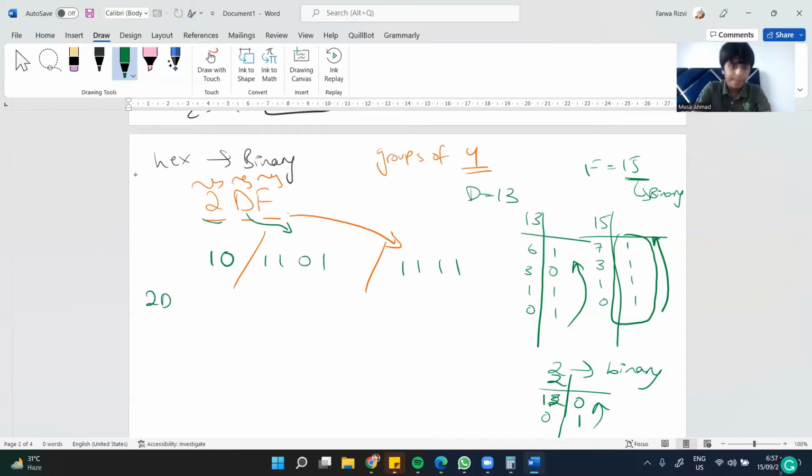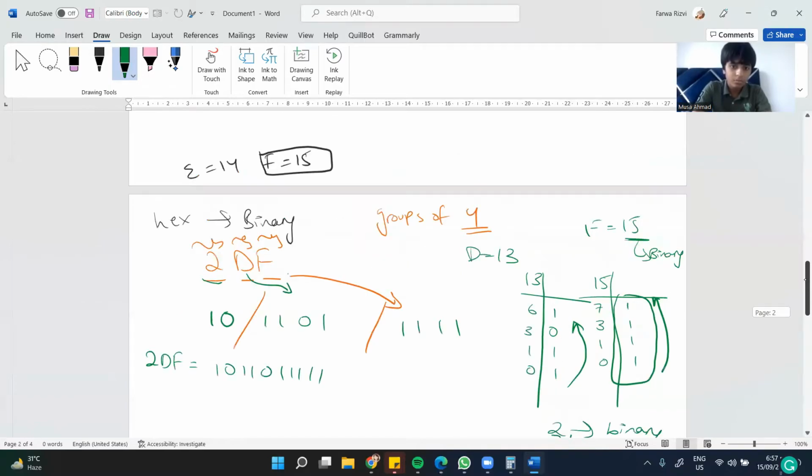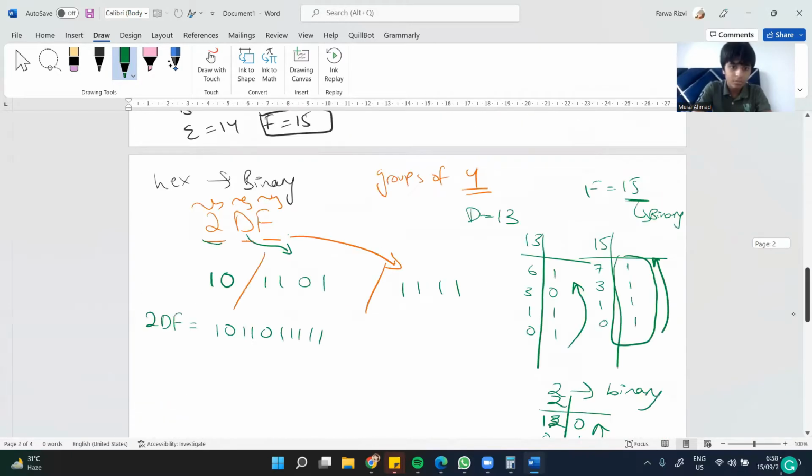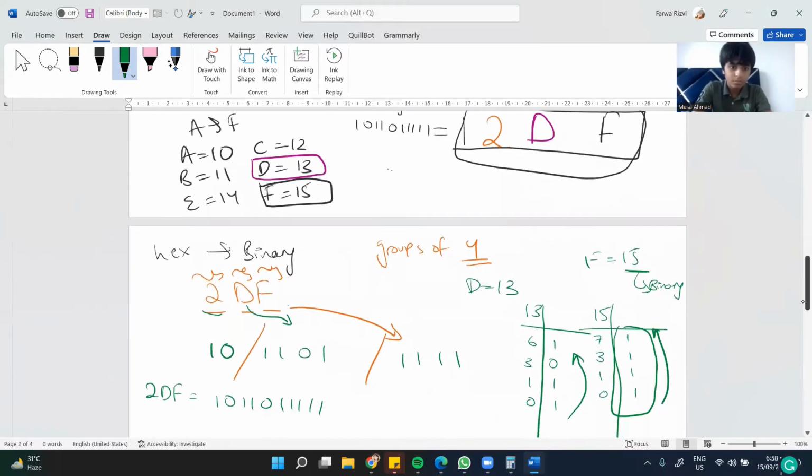So 2DF is equal to 1, 0, 1, 1, 0, 1, 1, 1, 1. Now this is the same answer that we got up here.